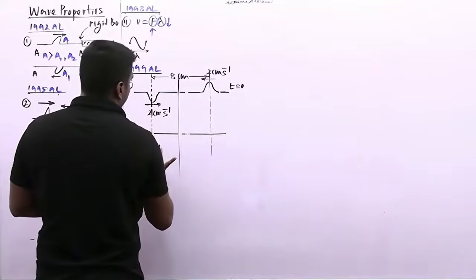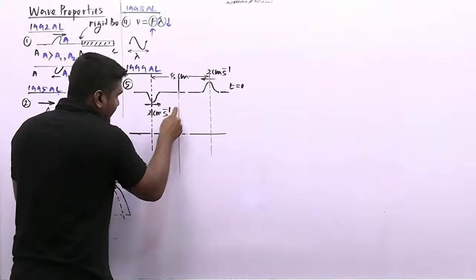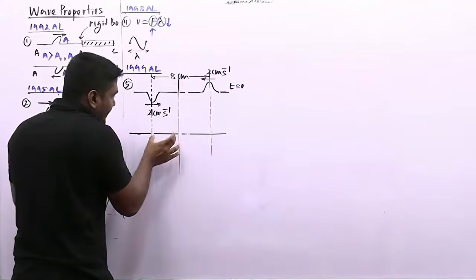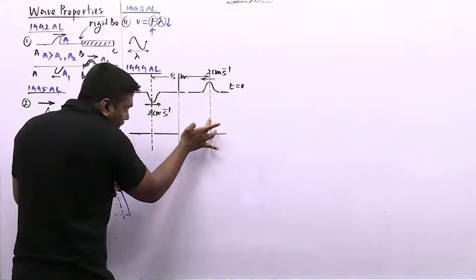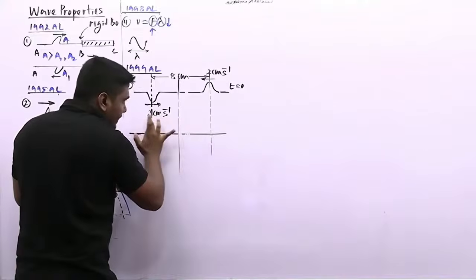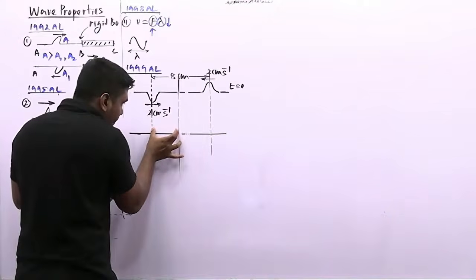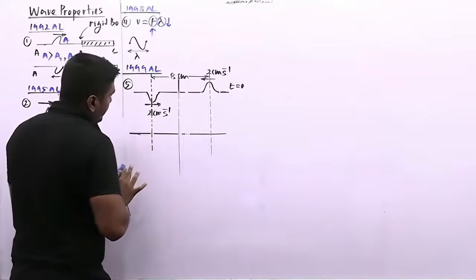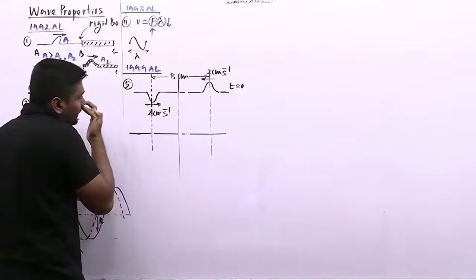Now I consider this is the center line passing through the 8 centimeter gap. The gap between these two vertical lines is 8 centimeter. This is the center line. That means this gap is 4 centimeter and this gap should also be 4 centimeter. Now we'll talk about this pulse.